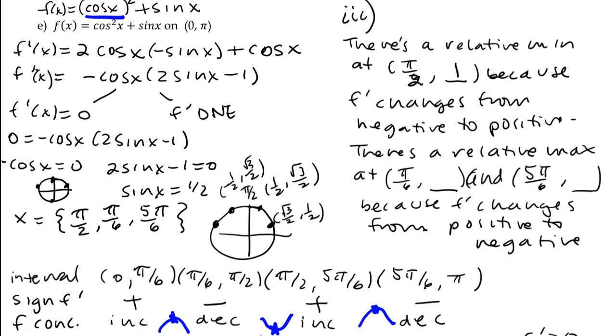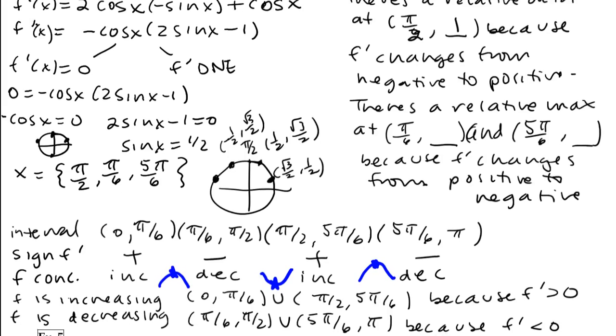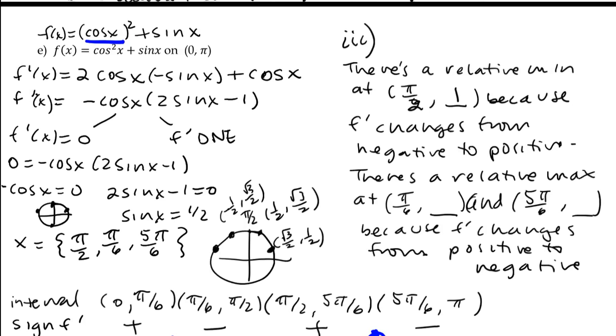Okay, let's go on to pi over 6. Let me do this math up here. At pi over 6, so f of pi over 6, what's cosine? I'm looking over here. Cosine of pi over 6 is going to be root 3 over 2 squared. What's sine there? 1/2. So this is going to be 3/4 plus 2/4, which is 5/4.